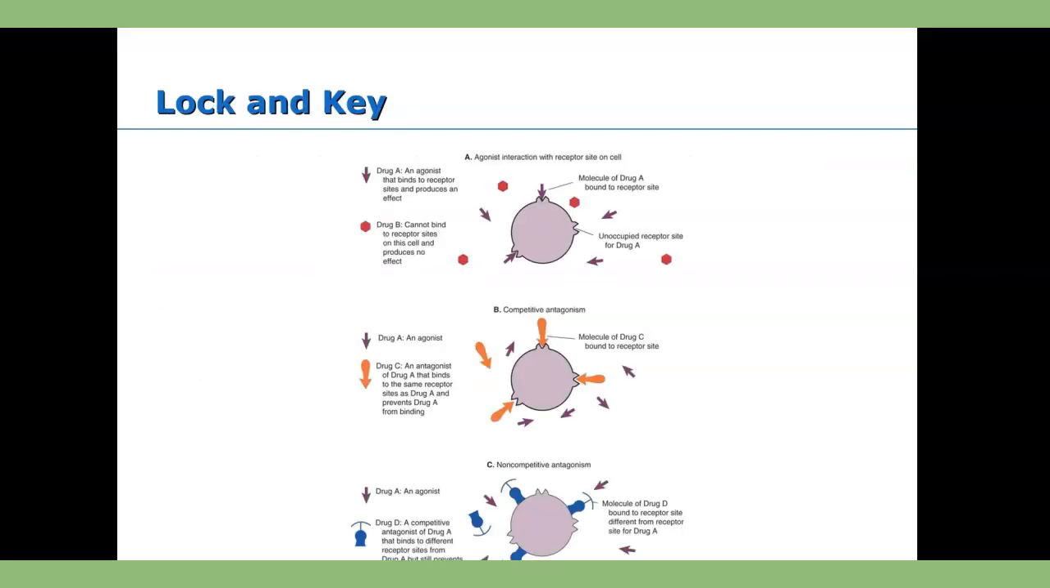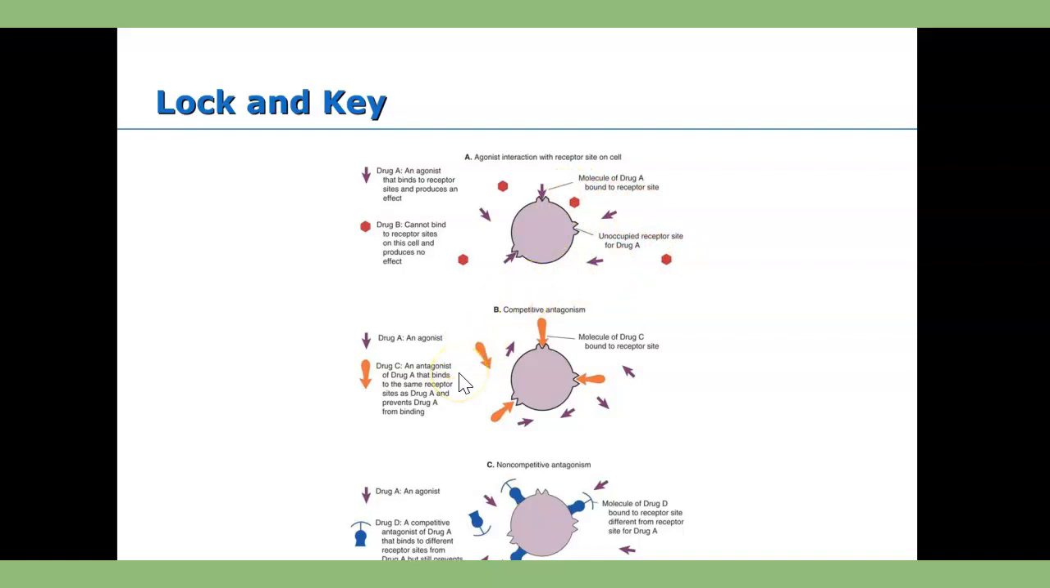All right, so here's a lock and key picture. If you look at the top on A, this is an agonist interaction with the receptor site. So you have drug A, an agonist, that binds to these receptor sites on the cell. See the purple arrows? This is the molecule of drug A. And then we have drug B that can't bind to the receptor sites, so it doesn't do anything. So that's an agonist interaction when you're taking two different medications. Drug A is an agonist, and drug B is unable to bind to the receptor sites.